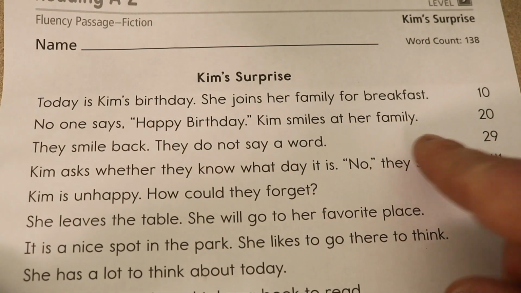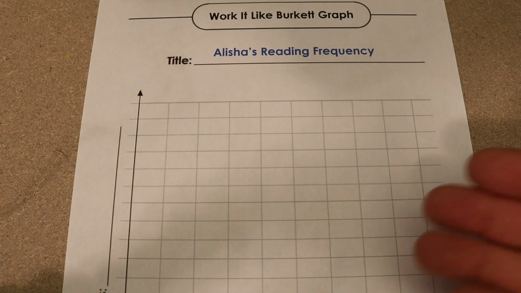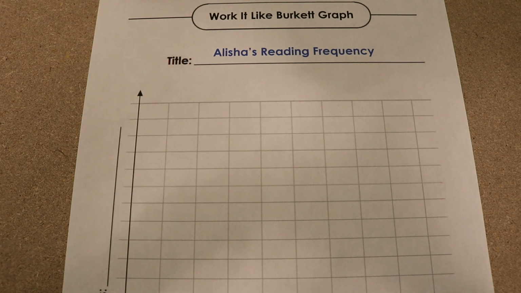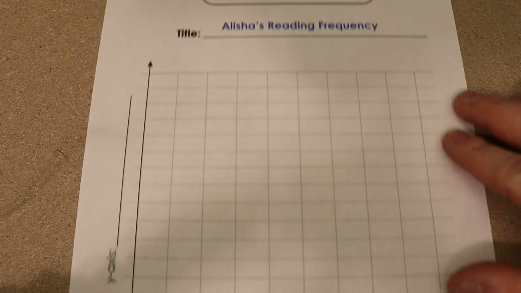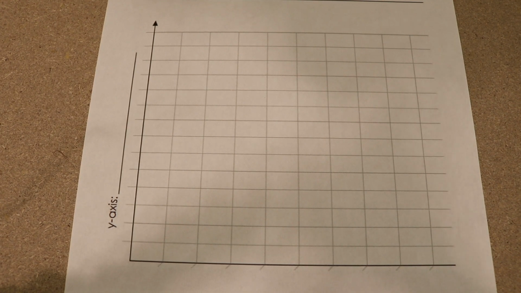But what you want to do is have these timed readings, and then you would take each time that is collected after a minute, the number of words read correctly, and then we put it into this graph here. For example, this one here, the Work It Burke It graph of awesomeness. This is Alicia's reading frequency graph. Now, a frequency graph is exactly that. It's collecting the frequency over a period of time.